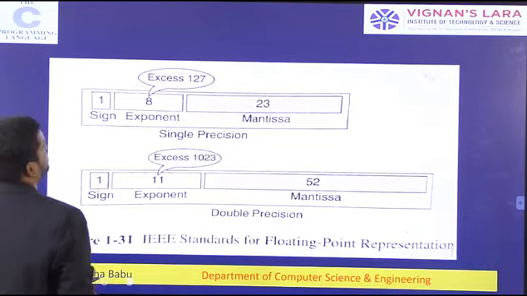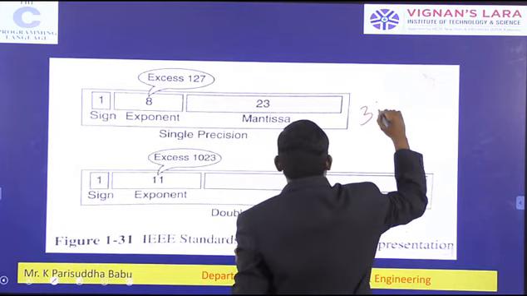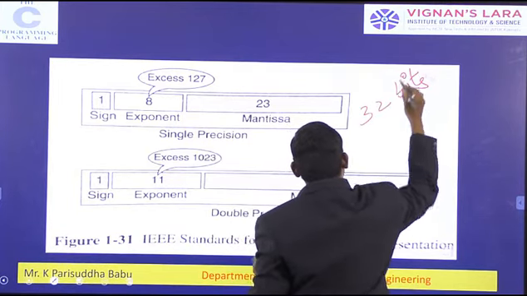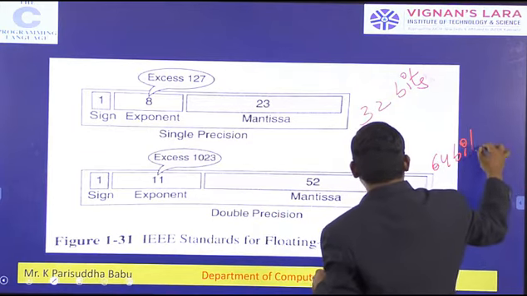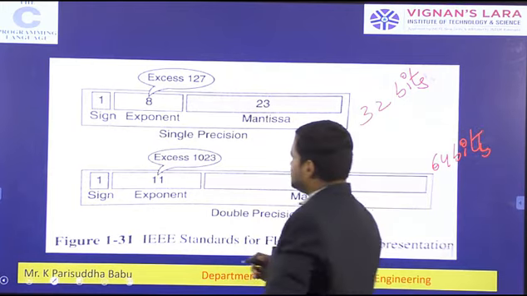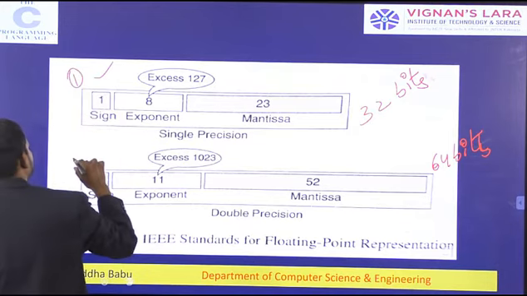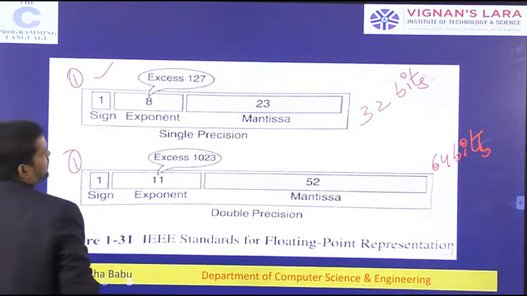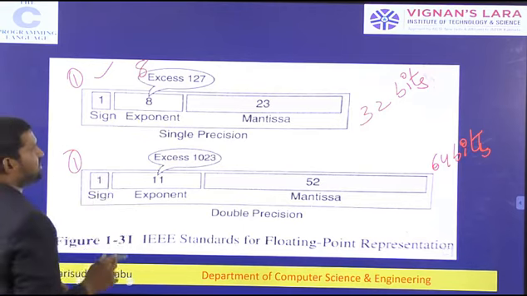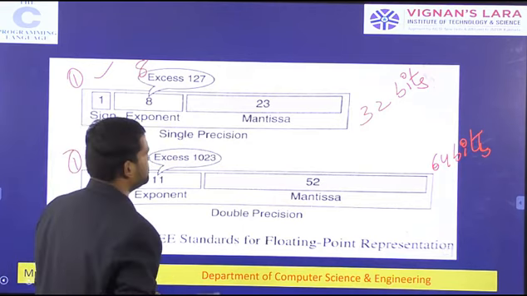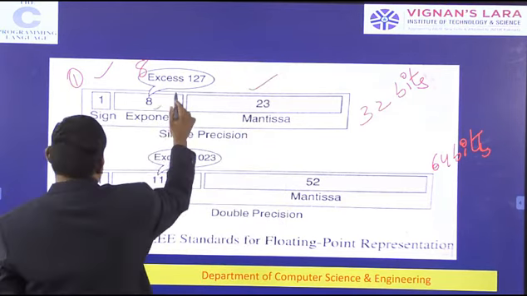In single precision we use 32 bits; in double precision we use 64 bits. Here the sign is represented with one bit. The exponent part is represented with 8 bits, 1 plus 8, 9 bits, 9 plus 23, 32 bits. The mantissa, the actual number, is stored here. How many precision bits are stored here, that is the mantissa.